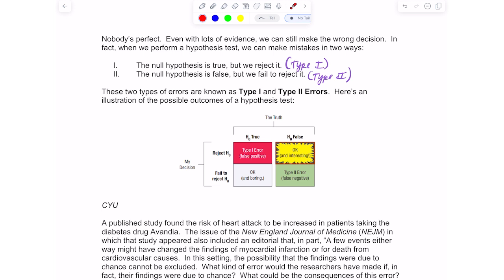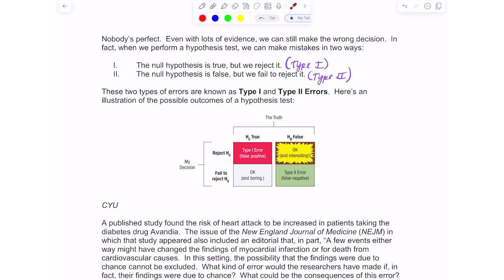And then if you reject a null that's false, that's okay. If you do not reject a null that's true, that's okay. But if you don't reject a null when it's false, that's a type 2 error, and that's a false negative. So again, that would be like going to get a blood test and they tell you you don't have COVID, you're negative for COVID, but you really do have it.